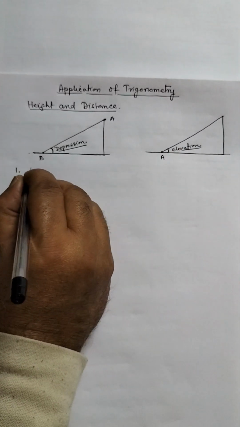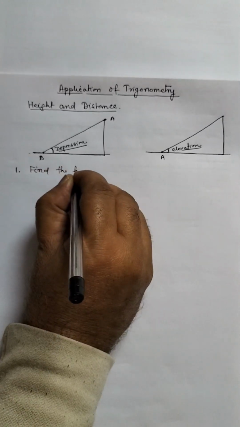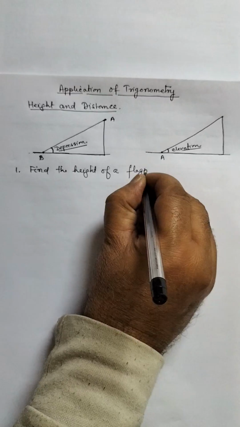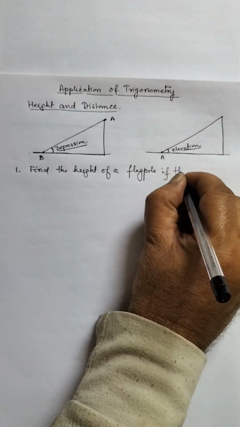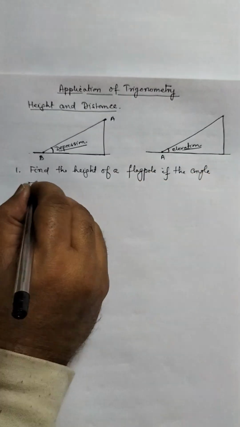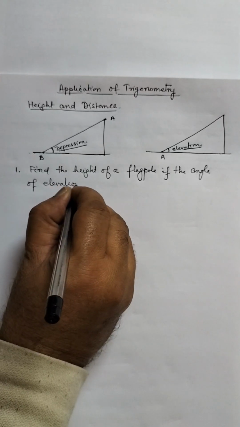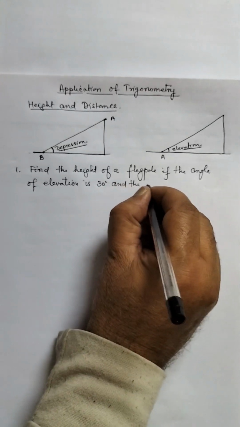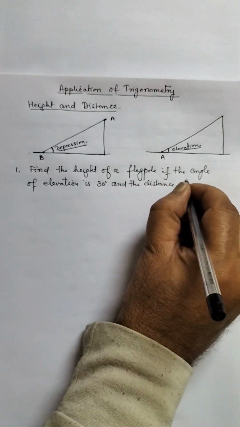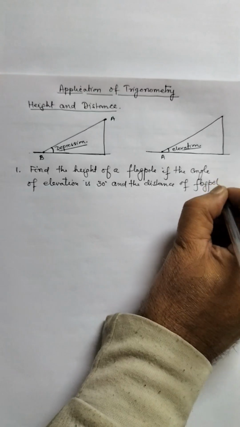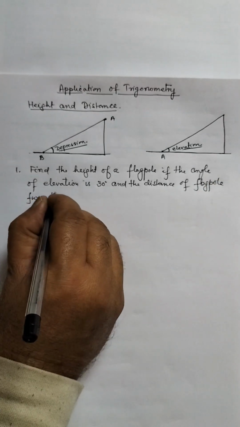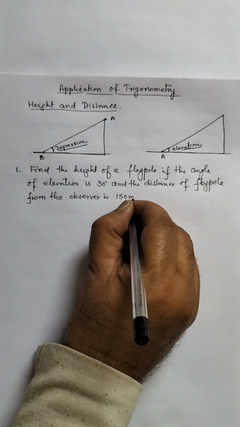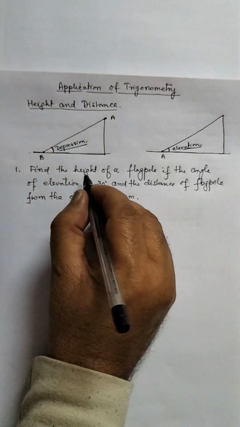Let me take one question. Find the height of a flagpole, if the angle of elevation is 30 degree and the distance of the flagpole from the observer is 150 meters. Now see, we have to find the height of the flagpole.